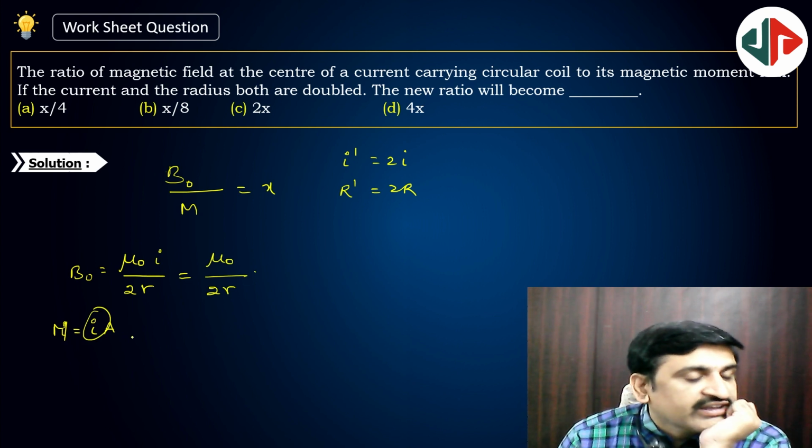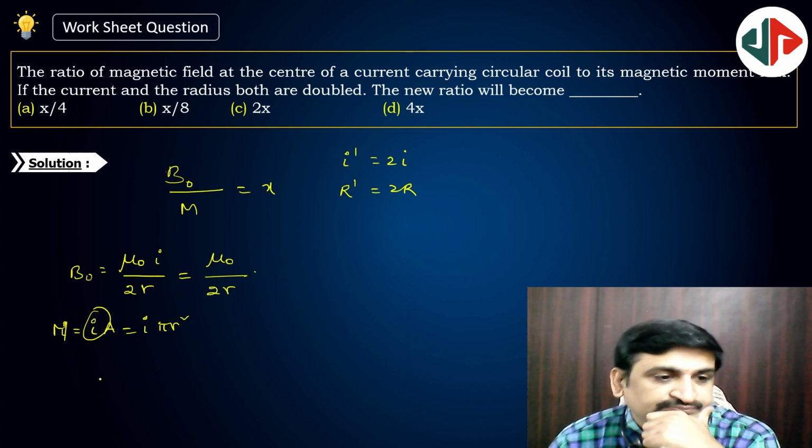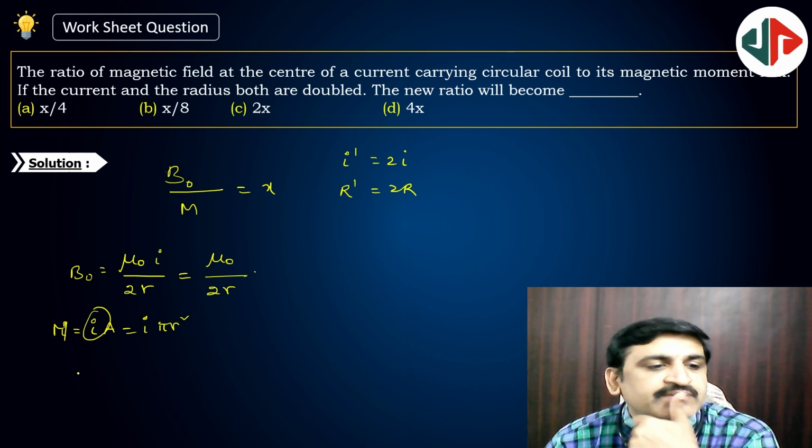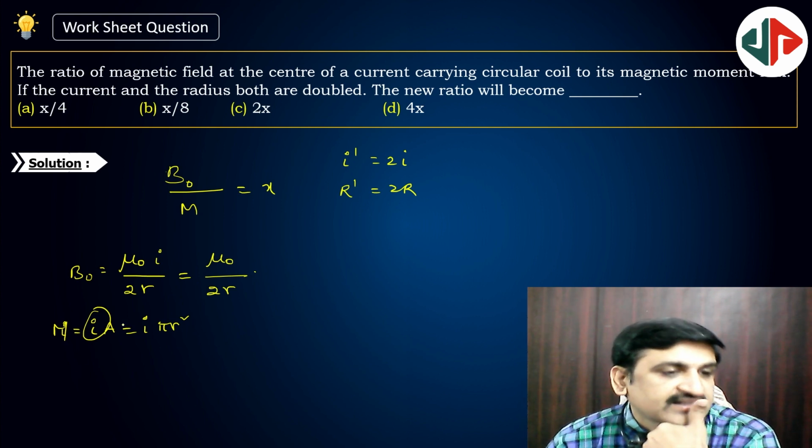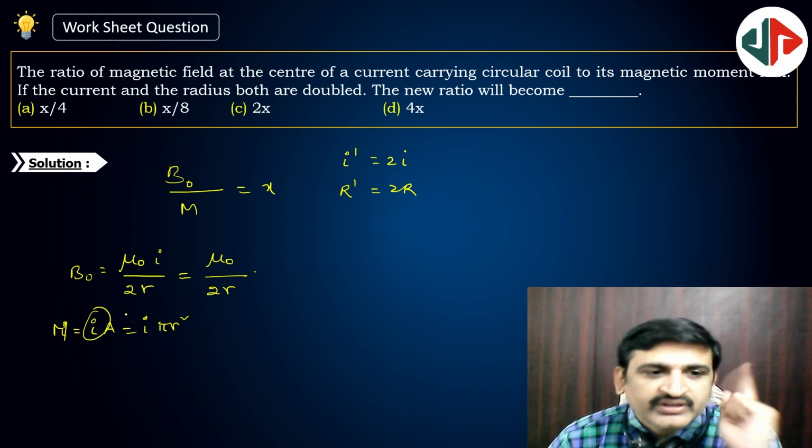So what can I replace? I have to write it like this: I into pi r square. So r can be replaced. R also changed. So M here is independent looking. I is there, R is there. V by M ratio. Okay, we will do it in a different way.